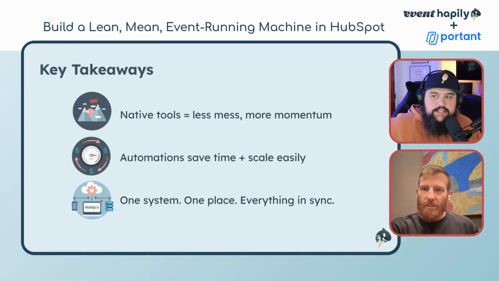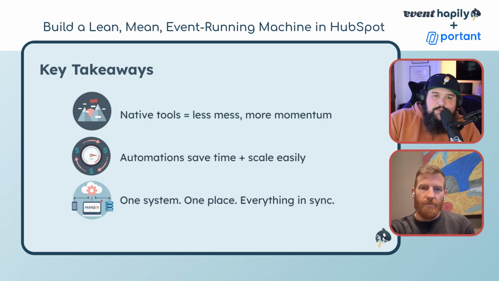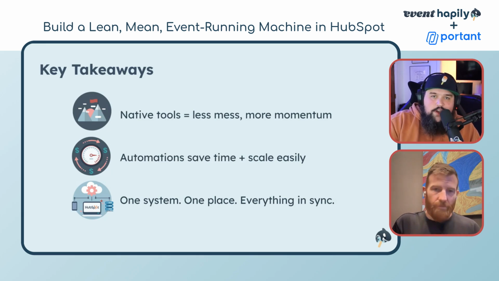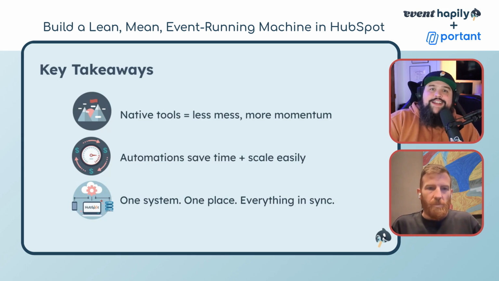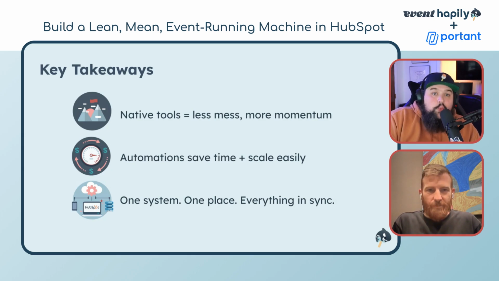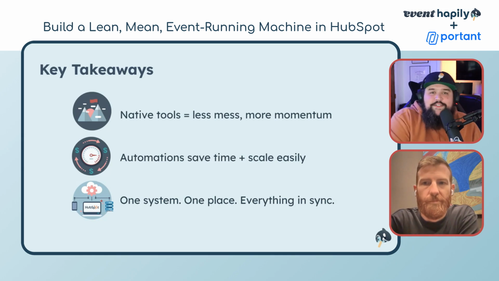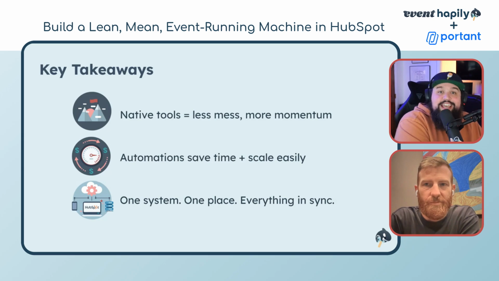Folks, some key takeaways though, right? Before we hit the Q&A time, if we have any. Native tools, right? It's really important. If you want to be able to do this on HubSpot, it's important to have apps that are built to do this on HubSpot, right? There are a lot of apps out there where the integration with HubSpot is just to check the box. It's an afterthought. It's not a product built from the ground up to work with HubSpot. Both Event Happily and Portant were built to work natively with HubSpot and were built with HubSpot in mind. That's the biggest difference to me between an integration and an app.